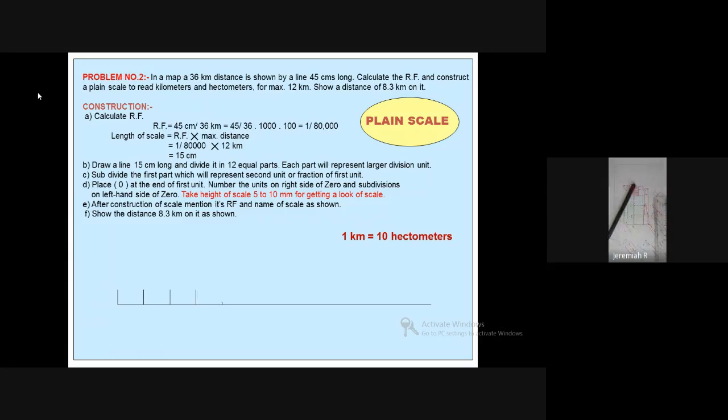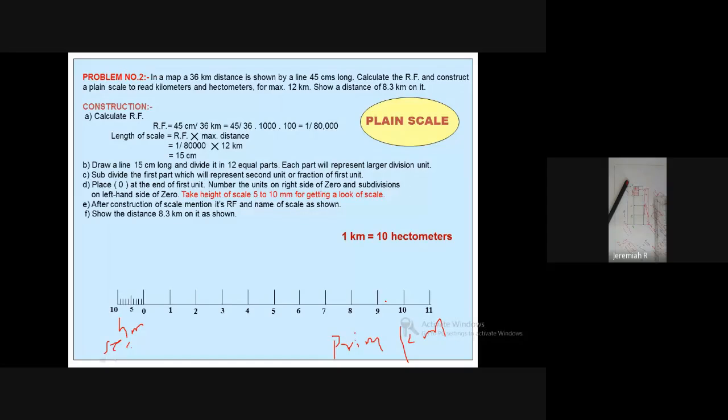Just see the PPT. Here you have to mention hectometer. Here you have to mention kilometer. Here, this is the secondary division, and you have to mention here the primary division. This is primary division, this is primary division, like this.